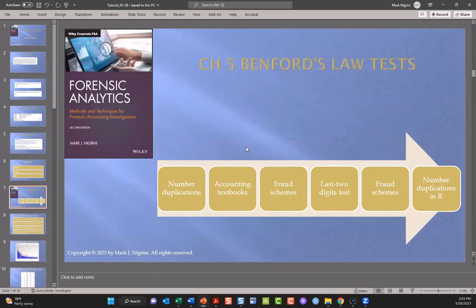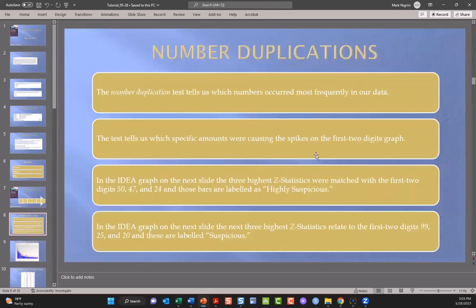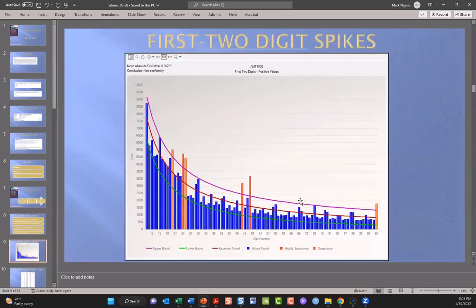So let's just quickly do chapter 5. We talk about number duplications. It's almost like a numbers hit parade. The number duplication test, it's a hit parade. Which numbers have occurred most often? It is a reasonably good clue to tell us which specific dollar amounts were causing those spikes, those excesses on the first 2-digit graph.